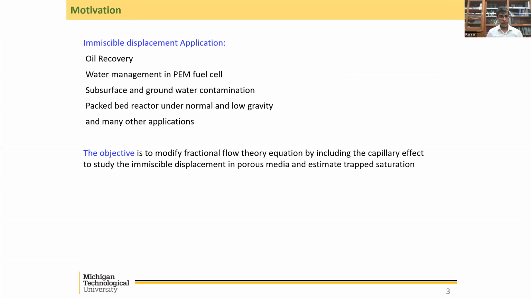So the motivation behind this study is the importance of immiscible displacement in many applications. For example, in oil recovery, they are injecting gas or liquid to produce oil, and a high amount of liquid oil is trapped in the porous media, and there is a high interest to produce these amounts. Also, there is another application that has these issues with the trapped saturation with immiscible displacement. So the main objective of this study is to modify what is known as the fractional flow theory equation by including the capillary effect to study the immiscible displacement and then estimating the trapped saturation. Next.